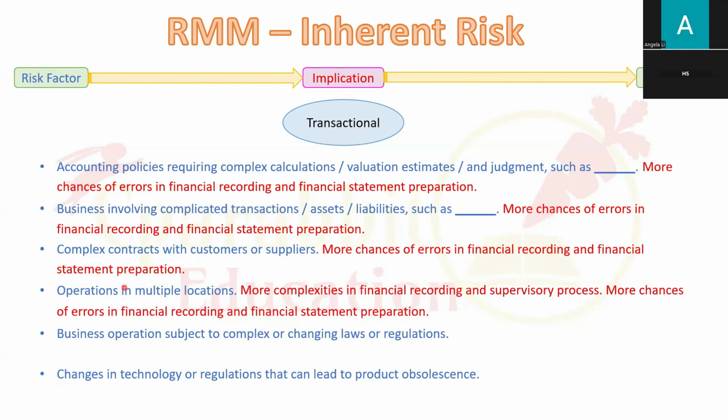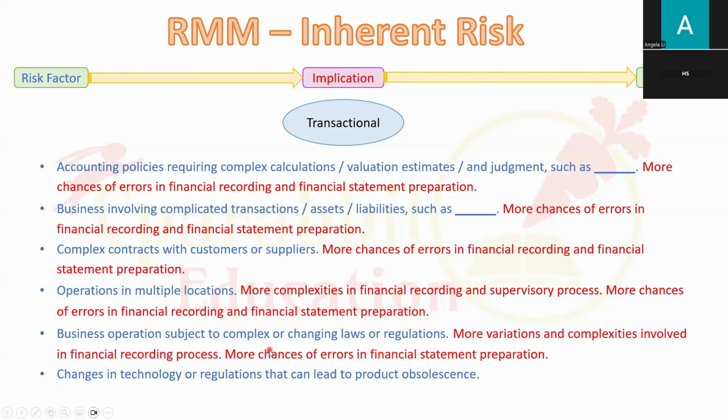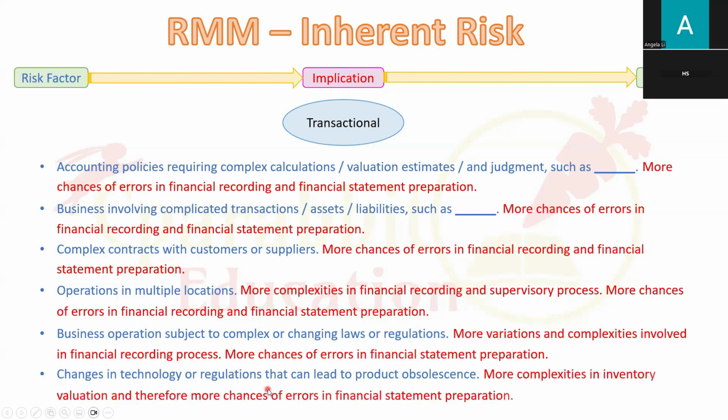So the blue part is the risk factor, the case fact. And the red part is filling the logic gap. Ask yourself, so what? And then you get to the conclusion. Business operation is subject to complex or changing laws or regulations. Still, more complexities, so more chances of errors. Changes in technology or regulations, more complexities, so more chances of errors. Therefore, more likely that the financial statements may be materially misstated.